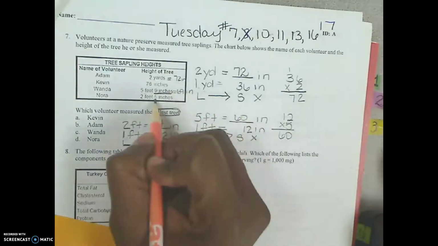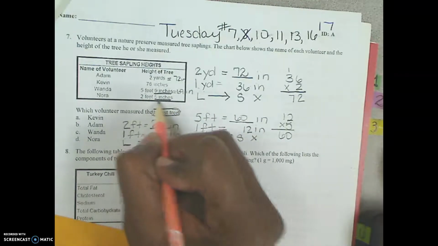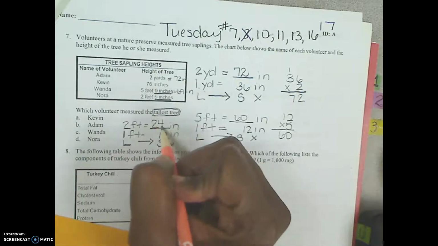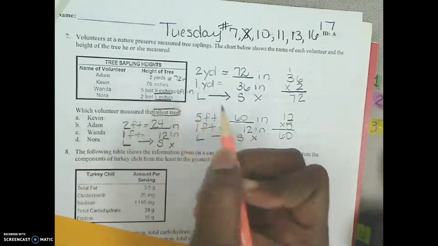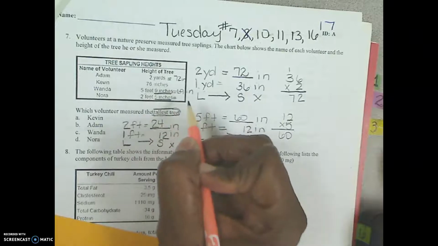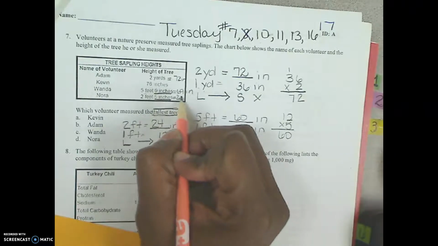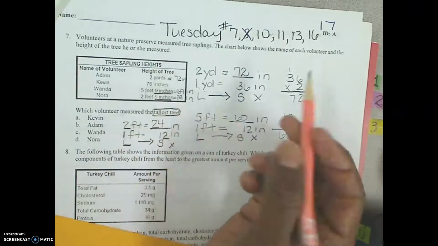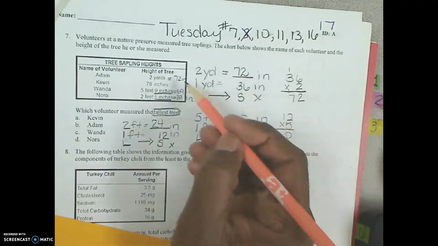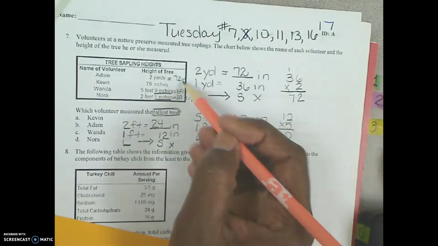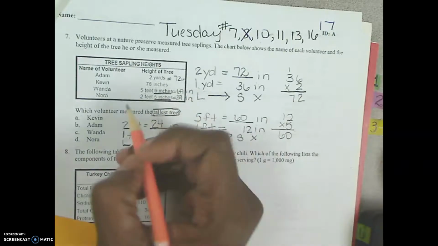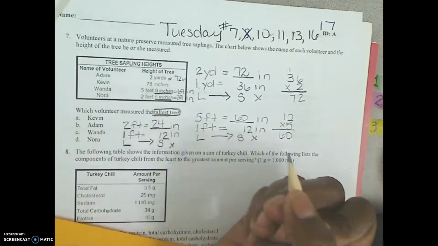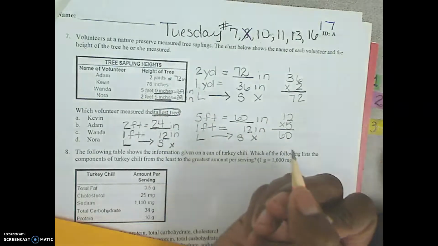Now, once again, you can't forget. Nora has 5 inches. So 24 inches plus the 5 she already has is what? You're correct, 29. Now that they're all in the same unit in inches, I can now find out who measures the tallest tree. I'll leave that to you to figure it out.